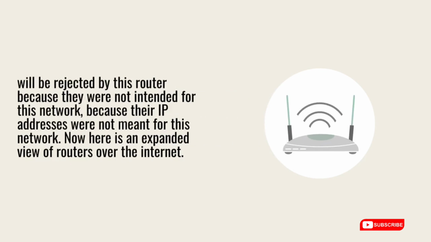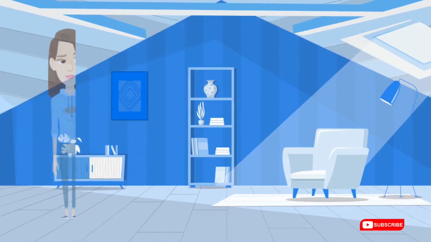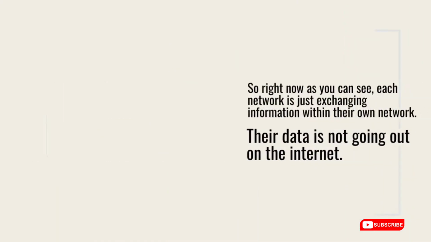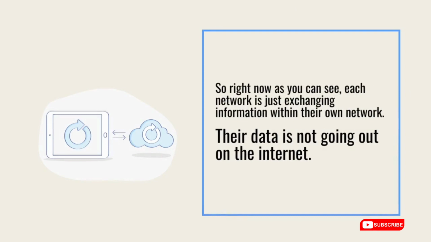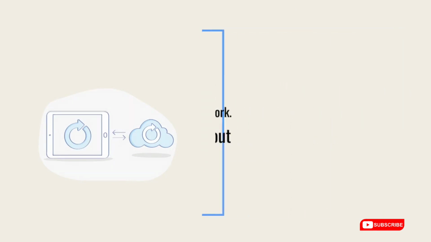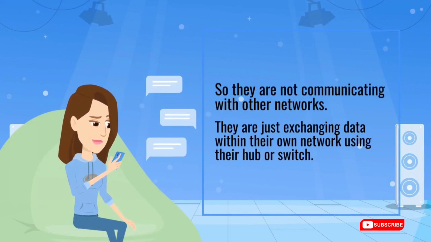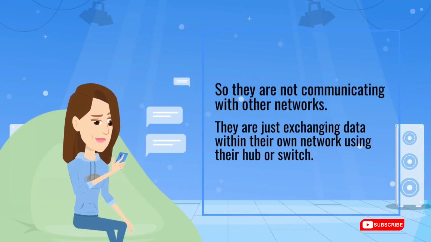Now here is an expanded view of routers over the Internet. There are 4 networks here, indicated by their different colors, and each network has their own router, along with their hubs or switches and their computers. So right now, as you can see, each network is just exchanging information within their own network. Their data is not going out on the Internet. So they are not communicating with other networks. They are just exchanging data within their own network using their hub or switch.